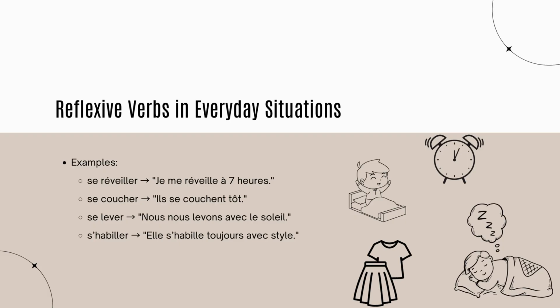And on to our last example. Elle s'habille toujours avec style. And one more time. Elle s'habille toujours avec style. This translates to she always dresses stylishly. As you can see, reflexive verbs can be used in lots of everyday situations, especially those that describe a person's routine.